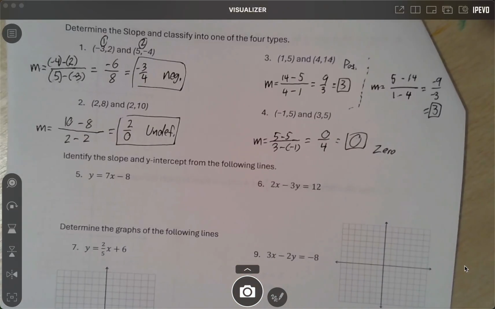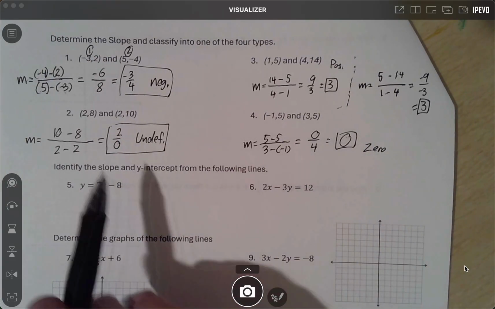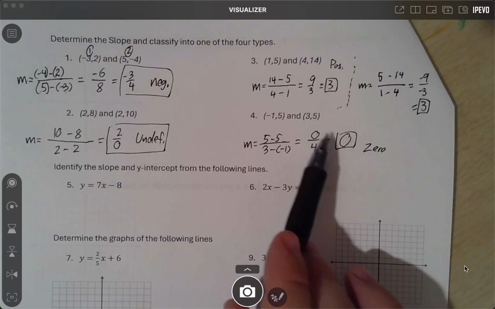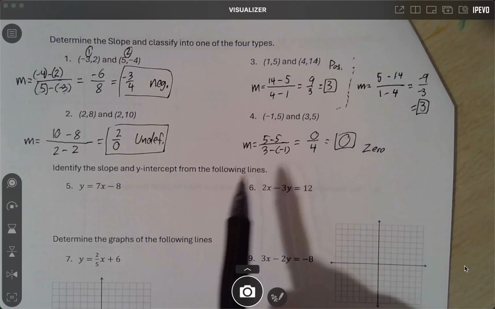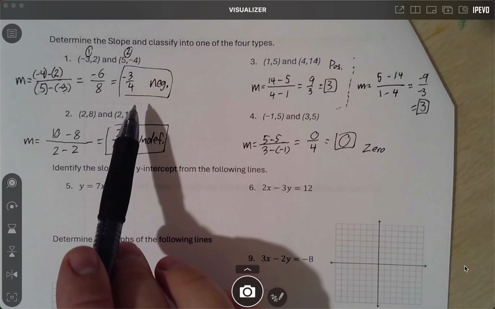All right. So we saw one of each of the types of slopes, and now they work themselves out. If you end up with 0 on the bottom, it's undefined. If you end up with 0 on the top, it's 0. And if it's just a negative value at the end, whether it's a fraction or not, it's a negative slope.